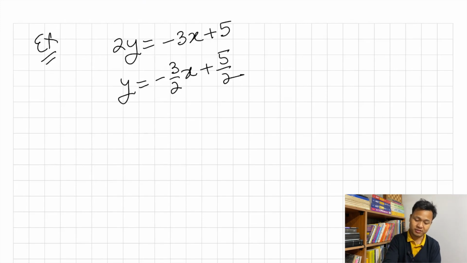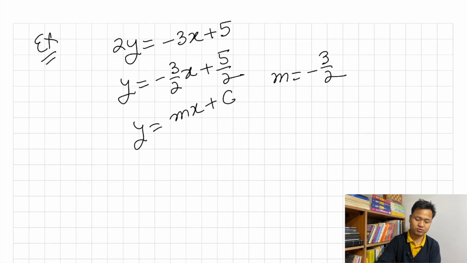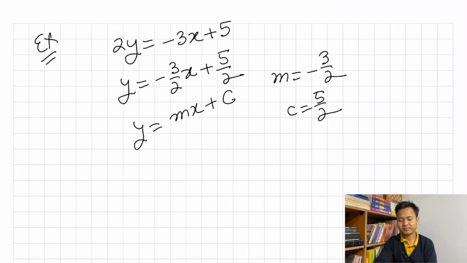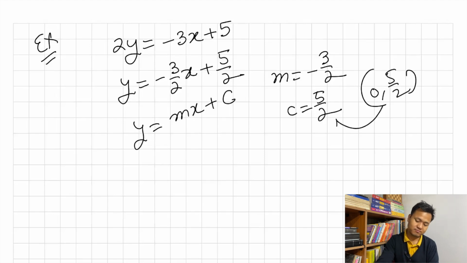Now you can compare this with y equals mx plus c. Here, what is m? Minus 3 by 2. What is c? c is 5 by 2. So directly I can tell that it will cut the y-axis at 0, 5 by 2, because c is the intercept on the y-axis.